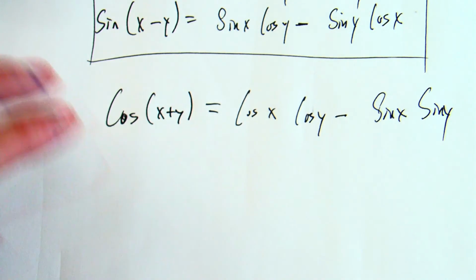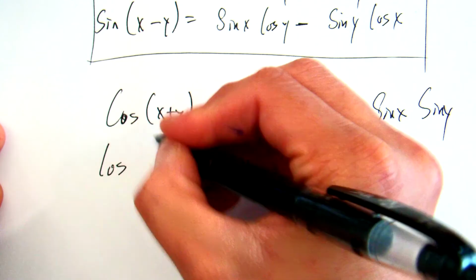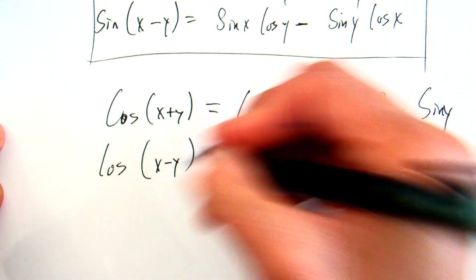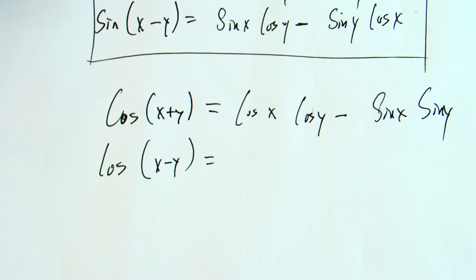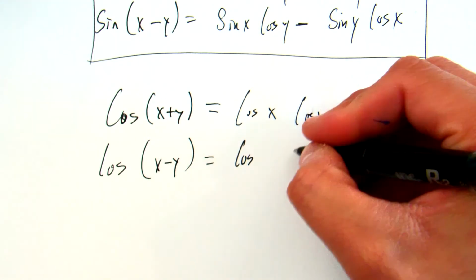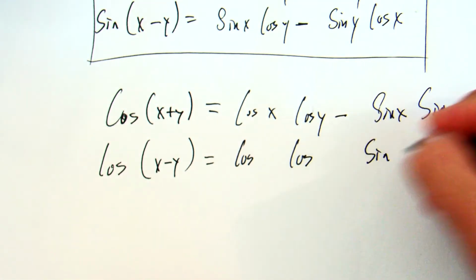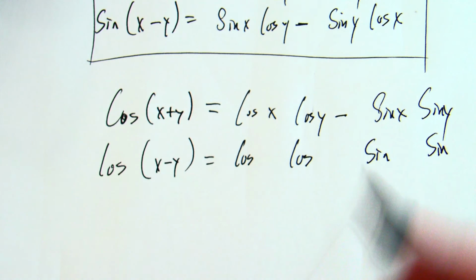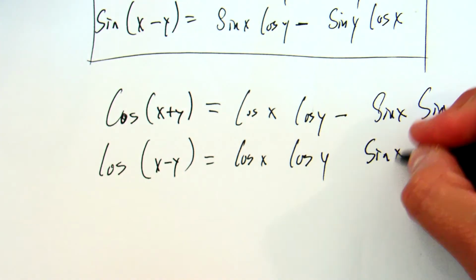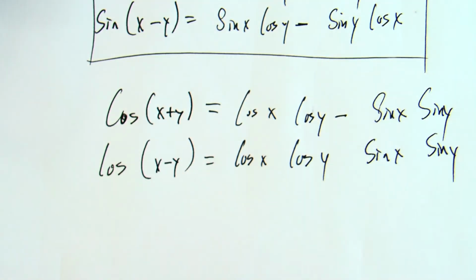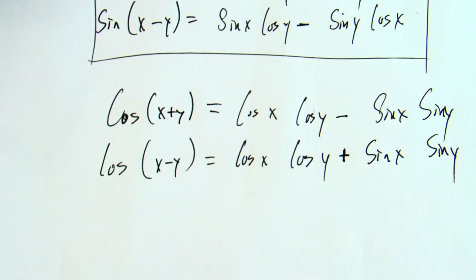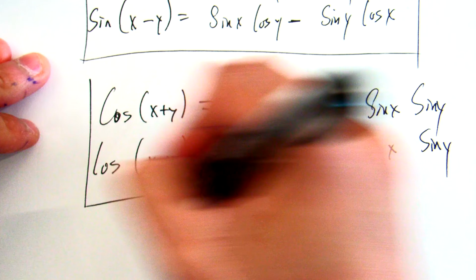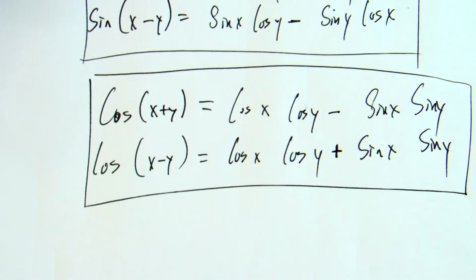Okay? Next one over here is cosine of x minus y. And it's the same thing. Cosine, cosine, sine, sine. So you put cosine, cosine, sine, sine. And you fill in the angles, which are x, y, x, y. And cosine changes the sign, so this is plus here. And these are my sum and difference formulas for cosine here.